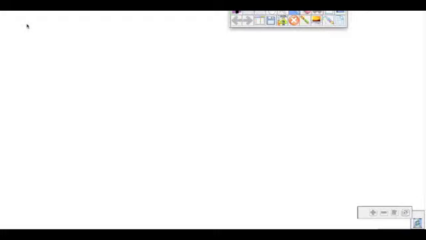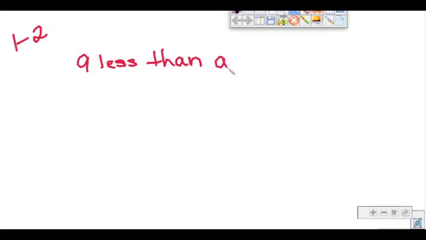Lesson 1-2, Pre-Algebra. Now on Lesson 1-2, it's very similar to Lesson 1-1. We're still writing algebraic expressions, but now we're going to take a word sentence and put it into a numerical sentence. So if we had something like this, 9 less than a number W. All right, so we need to translate this.